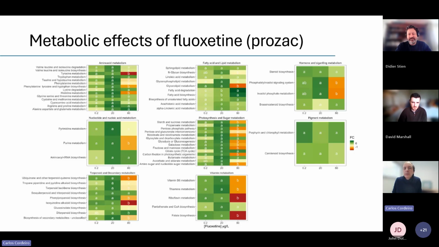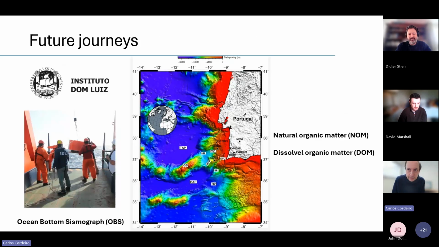Future projects, of course, we will keep this cooperation with Antarctica, but now we are looking into a different thing. Now we are looking at more long-term effects, not just going there, picking a sample and seeing what happens. This is a project that we are developing with the Instituto Dom Luís, the Geophysical and Meteorological Institute. It was founded in the middle of the 19th century.